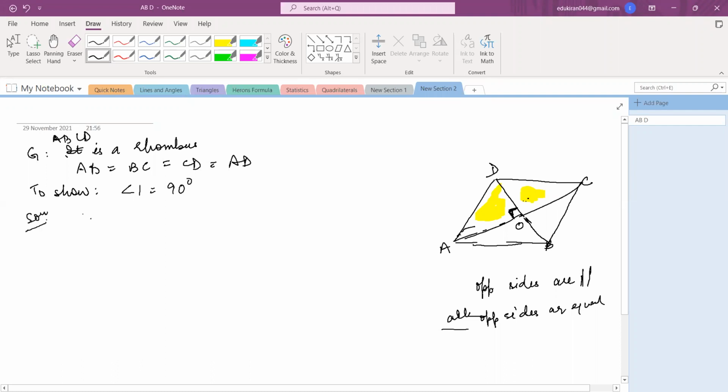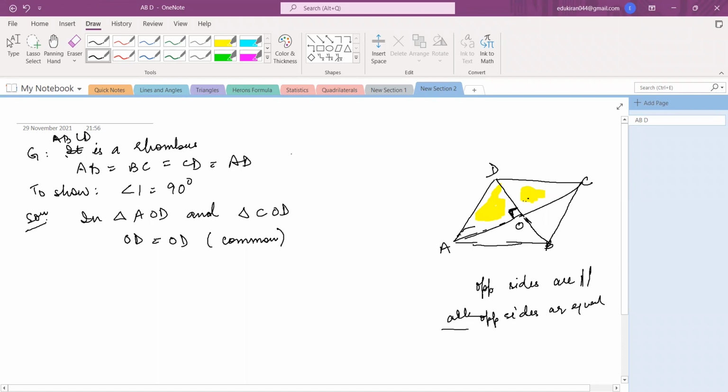Solution. In triangle AOD and triangle COD, I've taken these two triangles. Now tell me the three criteria. Hamna, tell me. Ma'am, OD is common. Okay, fine. OD is equal to OD, common. Mridula, tell me the next one. Ma'am, AO is equal to OC. Exactly.